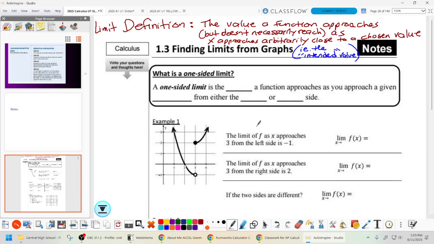So that hopefully will shed some light on the left and right idea. A one-sided limit is the y value a function approaches as you approach a given x value from either the right or left side.